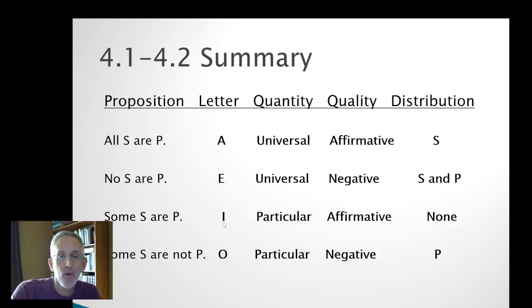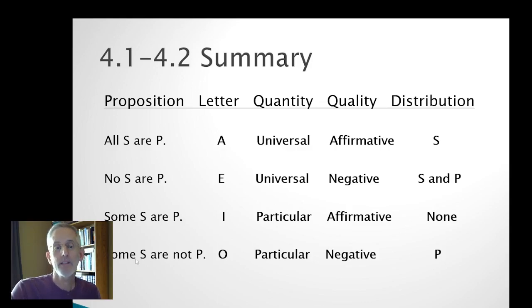Then we look at an I-form proposition. Some S's are P's. The quantity is particular because we're only talking about at least one. Some is not a universal quantifier. The quality is affirmative because there's no no in there anywhere. There's nothing negative. And note there's no distribution in an I-form proposition. Neither the S nor the P are distributed.